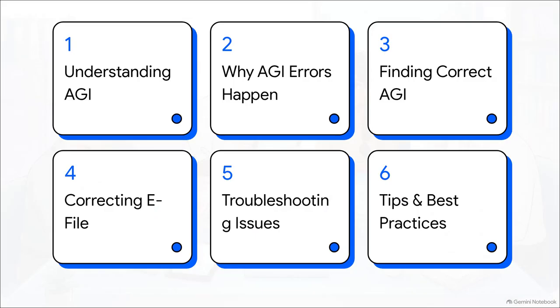If you're staring at a rejection email right now, seriously, take a deep breath. We are going to get through this roadmap together in 6 quick steps. First, understanding AGI. Then, why AGI errors happen. Third, finding your correct AGI. Fourth, correcting your e-file. Fifth, troubleshooting persistent issues. And finally, tips and best practices. Let's get that return accepted.